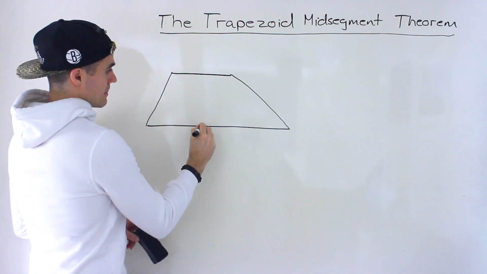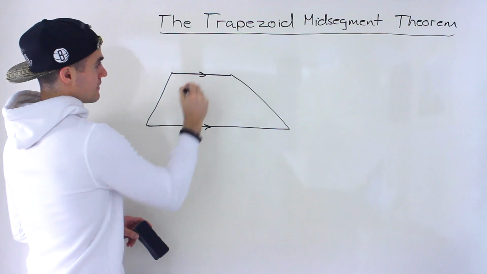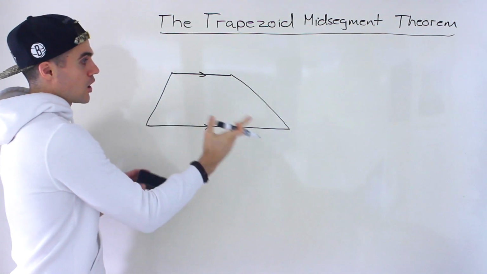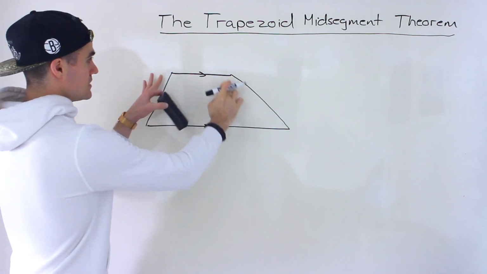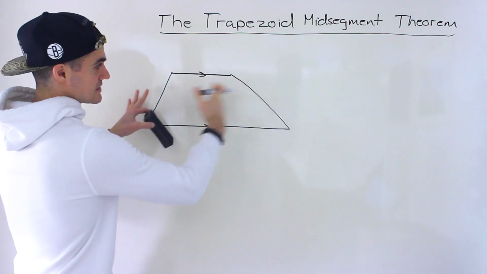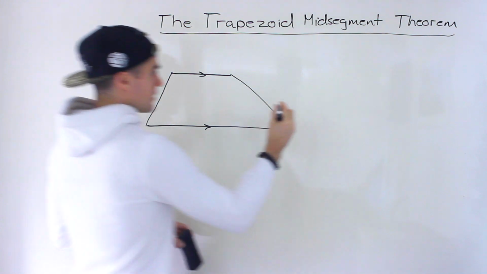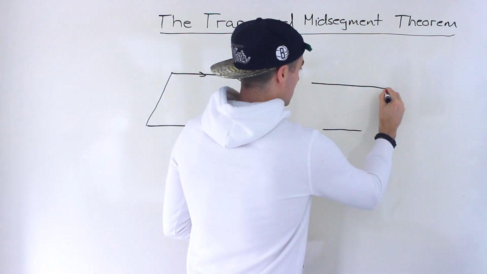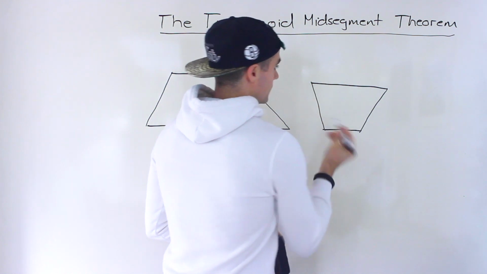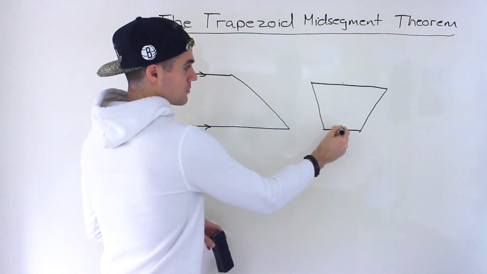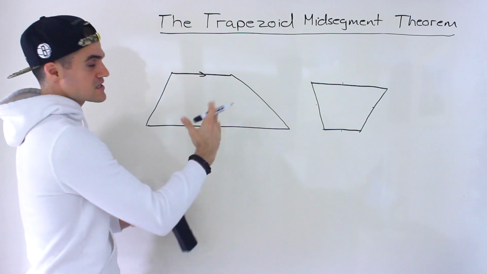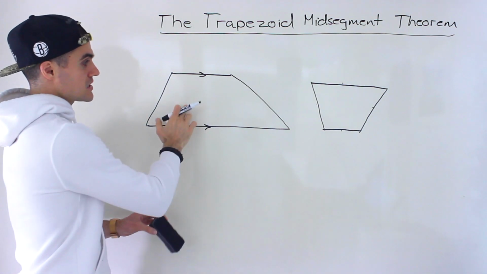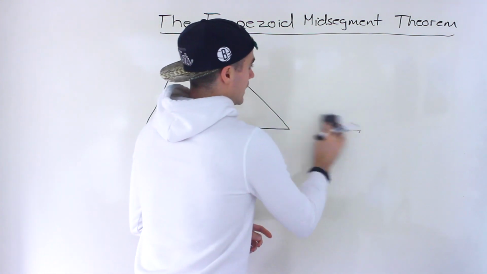Notice that this side and this side are parallel, and then this side and this side are not parallel. These two sides here can take any sort of shape. You can maybe have a trapezoid that is like that, for example, where this and this are parallel, and this and this are not parallel. It doesn't matter what kind of trapezoid you draw for this theorem, so I'm just going to stick with this one over here.